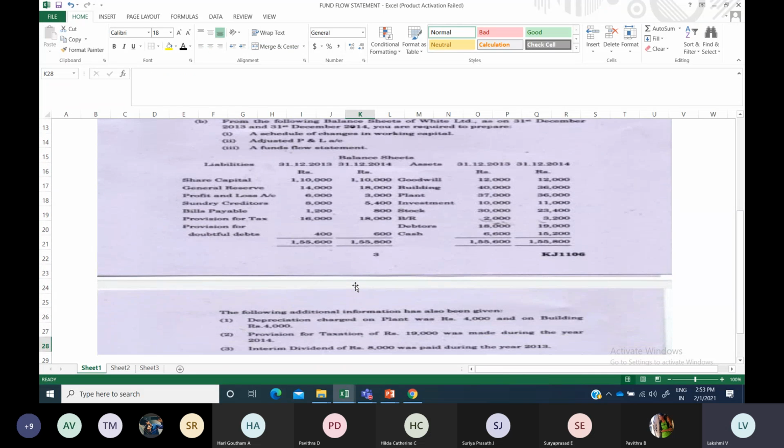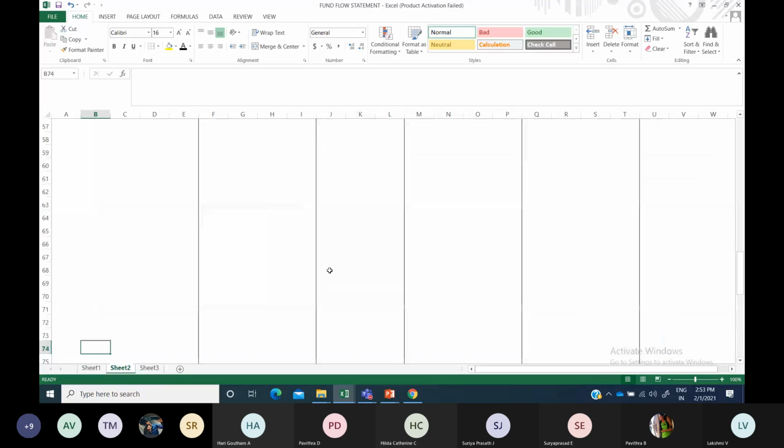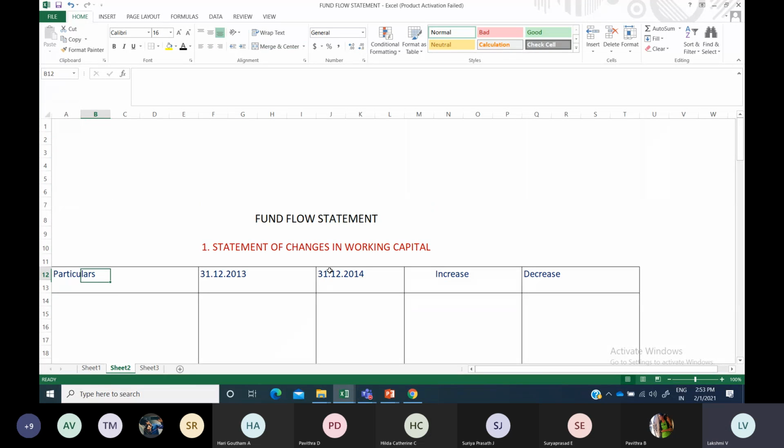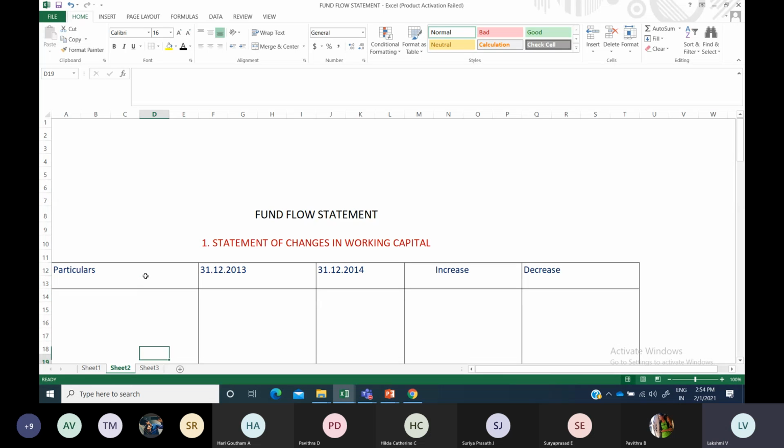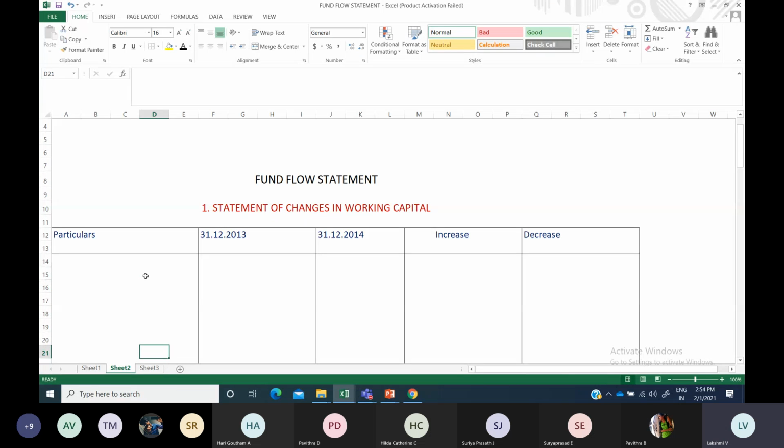So first let us prepare the first step, that is schedule of changes in working capital. In your account notes, you have to mention the heading fund flow statement. Under that, step one is statement of changes in working capital. Particulars in one column, single side you will be using, not two sides, because it is a statement, not an account. Only if it is an account will you have debit and credit sides. If it is a statement, a single page you have to use.